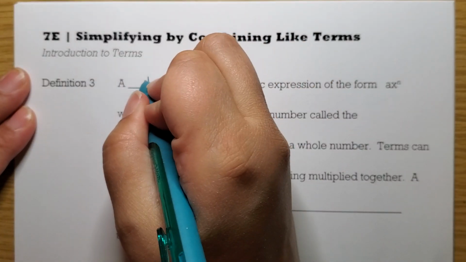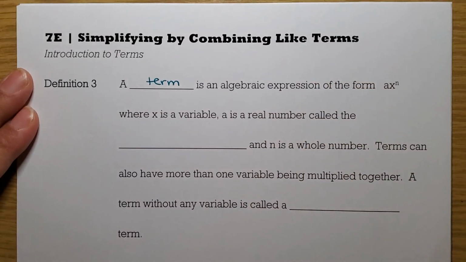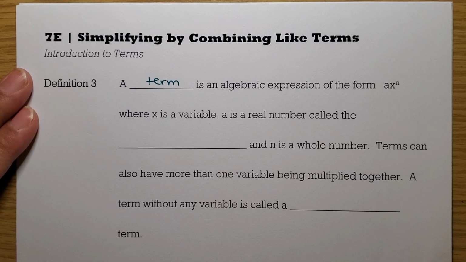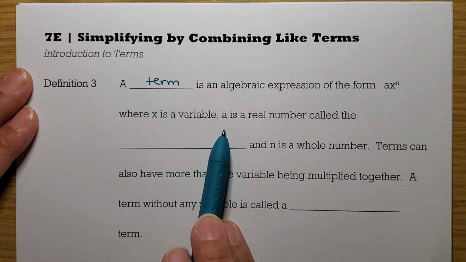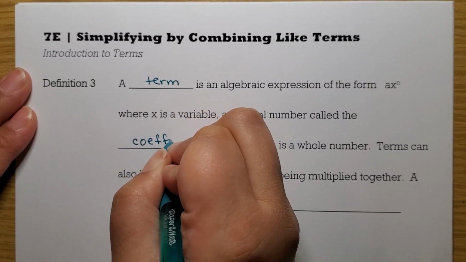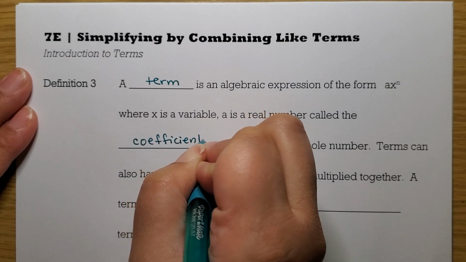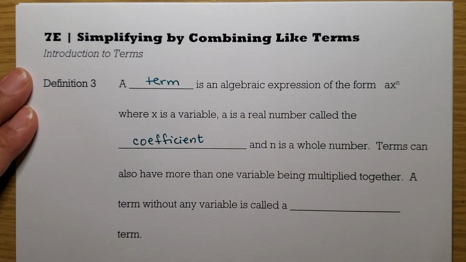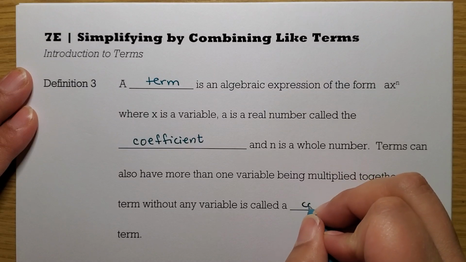So let's just define these words and we can talk about what they mean. A term is an algebraic expression of the form ax to the n, where x is a variable, a is a real number called the coefficient, and n is a whole number. Terms can also have more than one variable being multiplied together. A term without any variable is called a constant term.